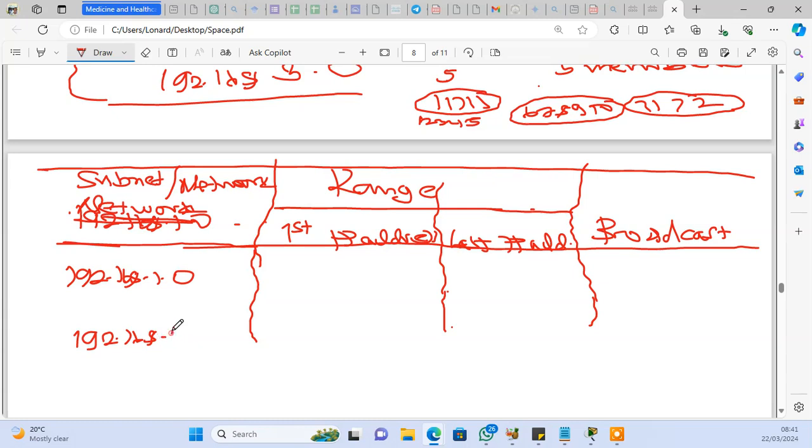So it will be 2, then dot 0. If I subtract the 1 here, it's impossible. I will borrow 1 from 2, and then it comes weighing 256. So if it's 256, then here I will remain with the 1. Then 256, I subtract the 1, and then remain with 192.168.1.255.